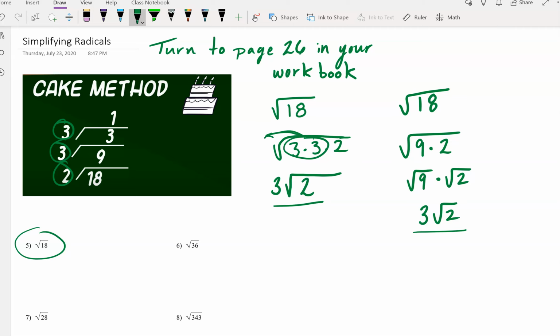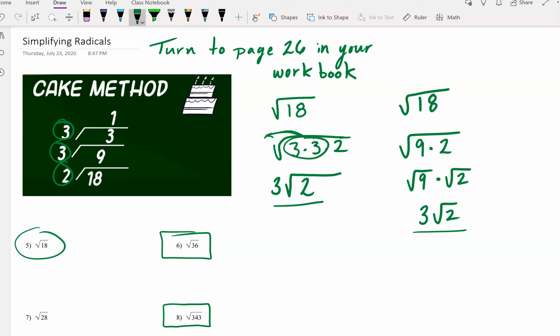Okay? So take a minute and just pause the video. Try number 6 and actually try number 8. All right? And then we'll come back together and see how you did on those couple of problems. Okay, so pause the video right here, try those, and we'll see how we're doing on simplifying radicals.